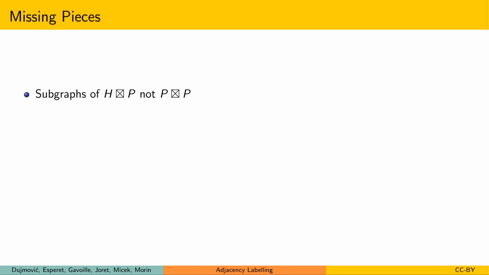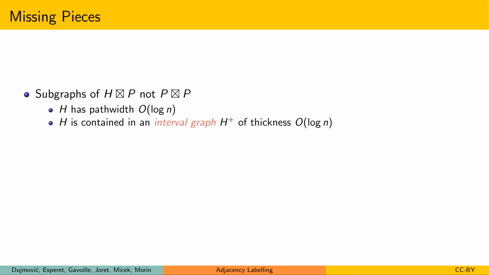One of these is how the solution for the strong product of two paths can be extended to the strong product of a bounded tree width graph and a path. Very roughly speaking, this is done by embedding H, a bounded tree width graph, into an interval graph of logarithmic thickness, and then using a tree T that corresponds to an interval tree for the resulting set of intervals.